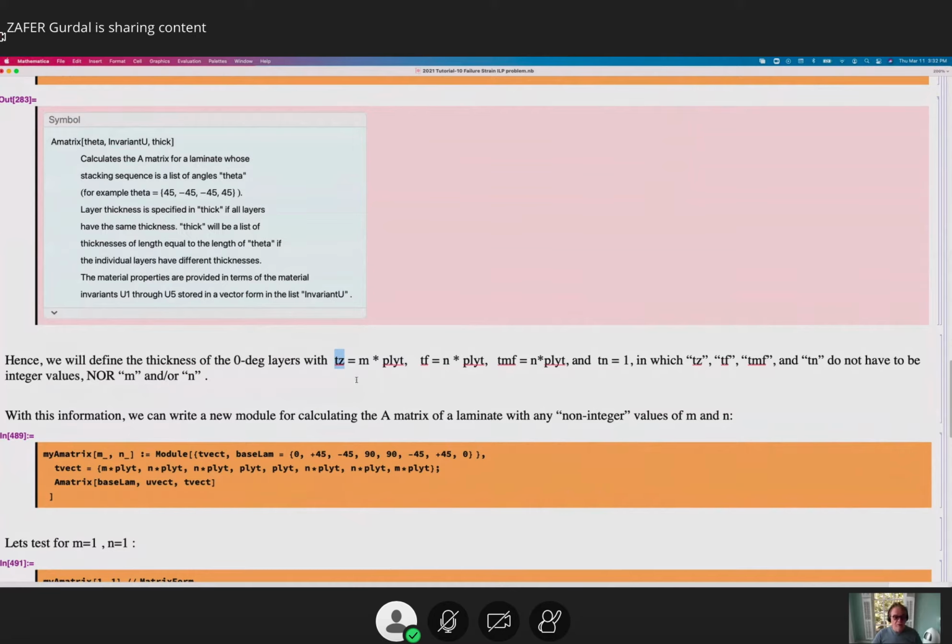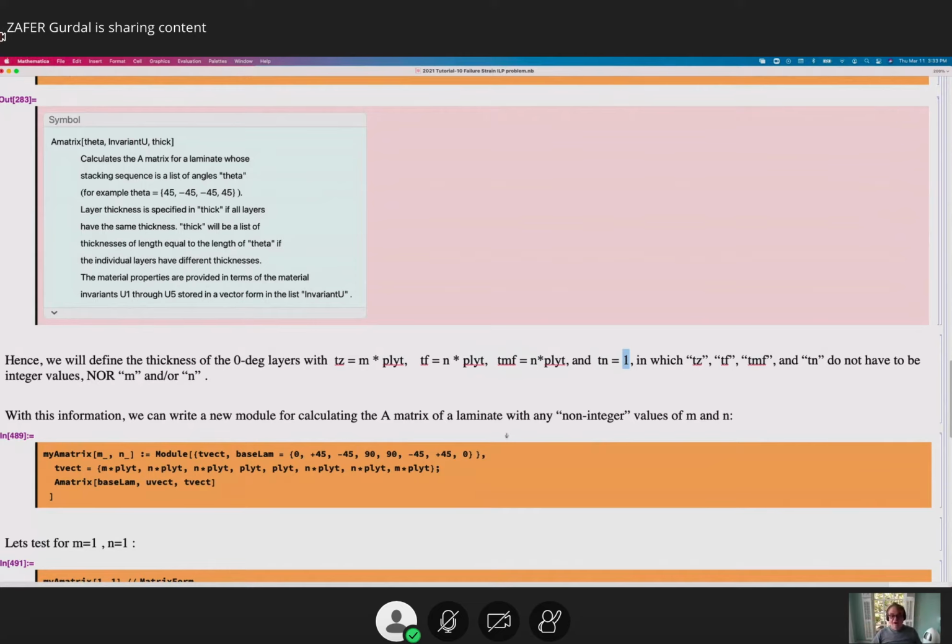0-degree plies, all of them, which is nothing but m times ply thickness. And T45, thickness of all the 45-degree plies, which is equal to n times ply T, and thickness of minus 45-degree plies, which is thickness of ply T times n, and thickness of 90, which is 1. If you were to use 3 design variables, then with o introduced as the number of 90-degree plies, that would have been o times ply thickness.